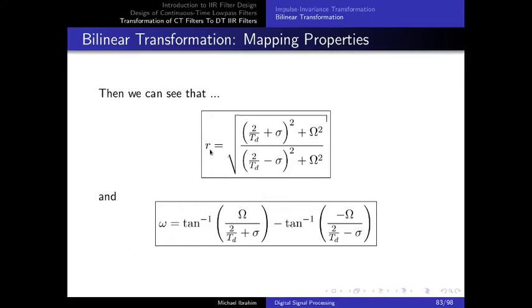And these three properties are very important. They map the left half plane inside the unit circle, the j omega axis on the unit circle, which guarantees that a causal and stable continuous time system is mapped to a causal and stable discrete time system.